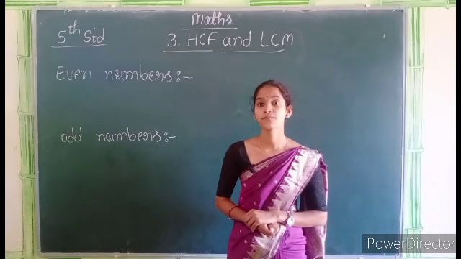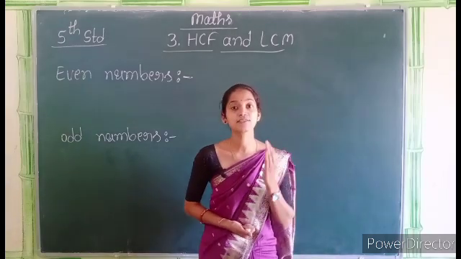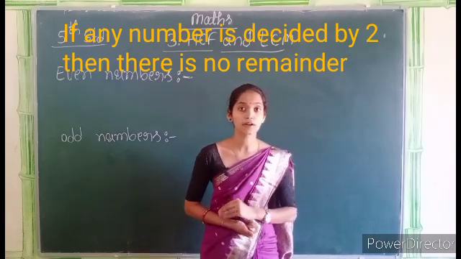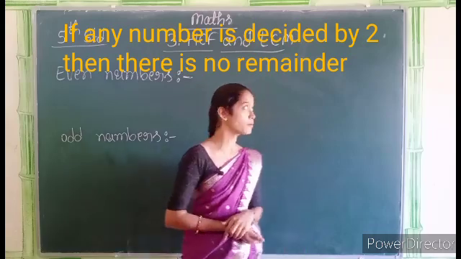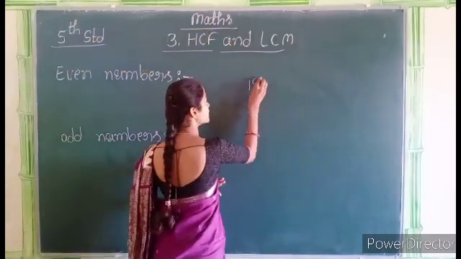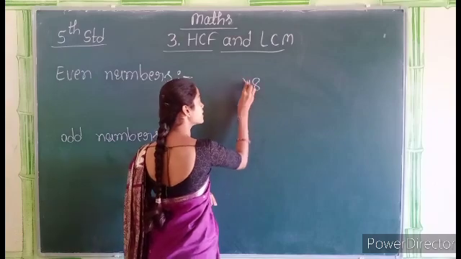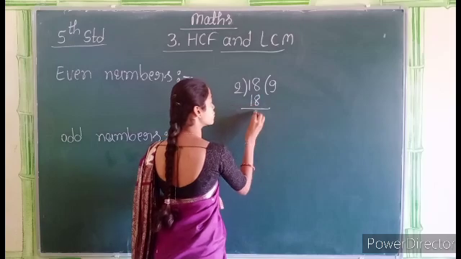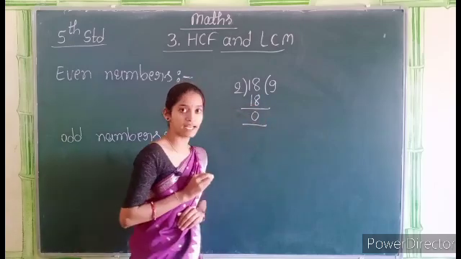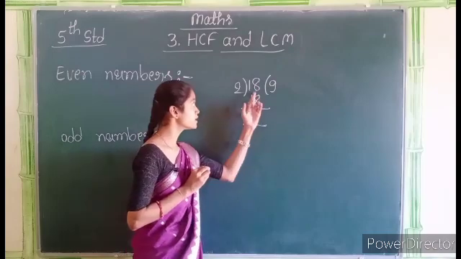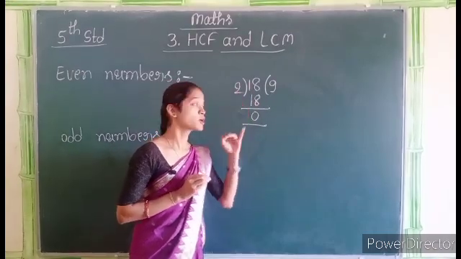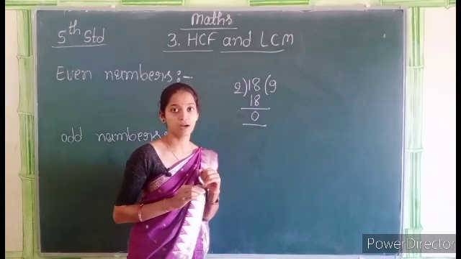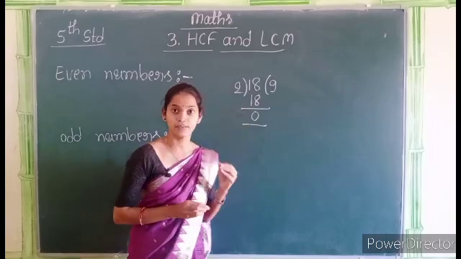What numbers are called even numbers? If any number is divided by 2 and there is no remainder, then that number is called an even number. For example, I will consider 18. If we divide 18 by 2, 2 nines are 18, we get 0 as remainder. Any number divided by 2 with no remainder is called an even number. So 18 is an even number.